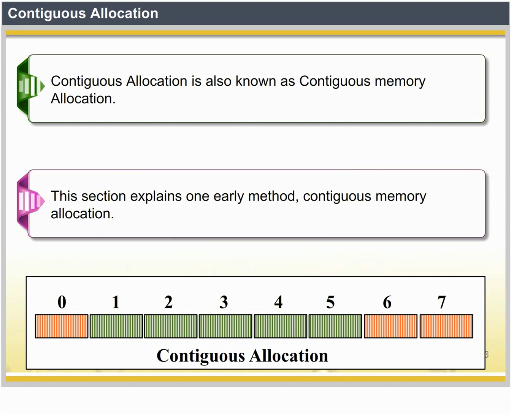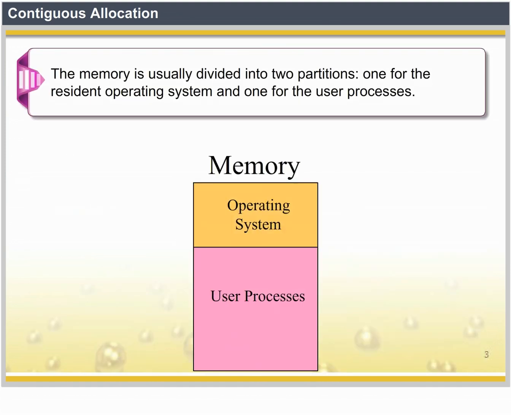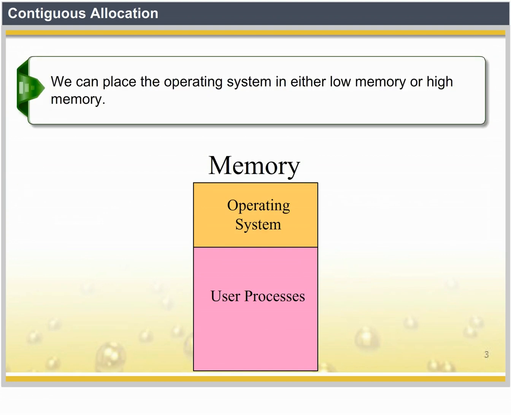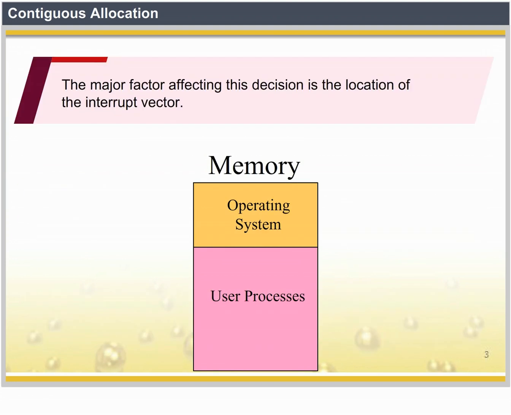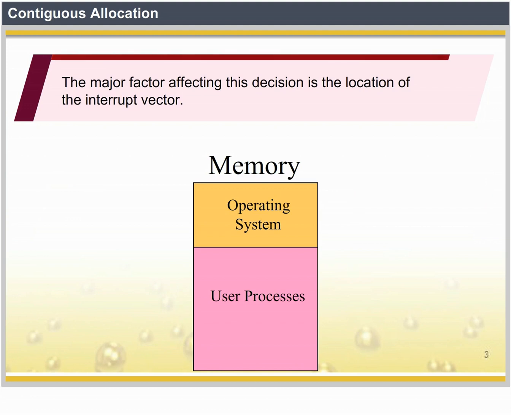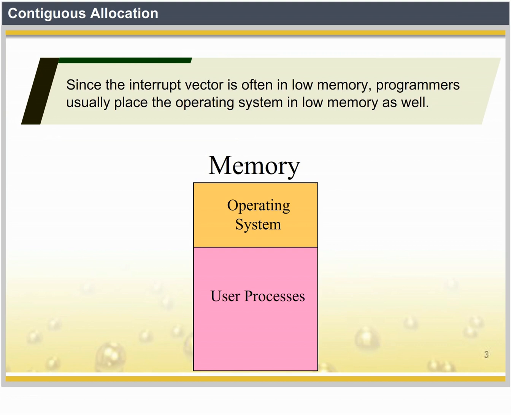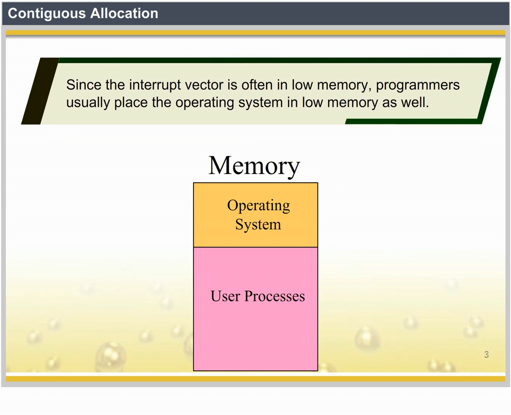The memory is usually divided into two partitions, one for the resident operating system and one for the user processes. We can place the operating system in either low memory or high memory. The major factor affecting this decision is the location of the interrupt vector. Since the interrupt vector is often in low memory, programmers usually place the operating system in low memory as well.